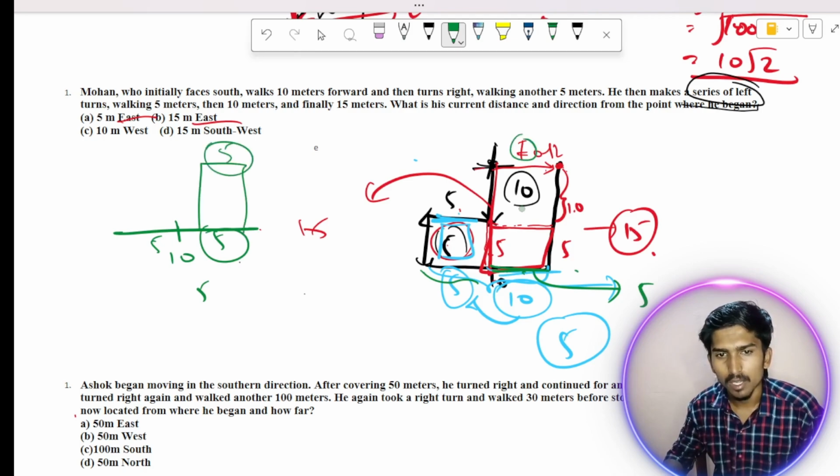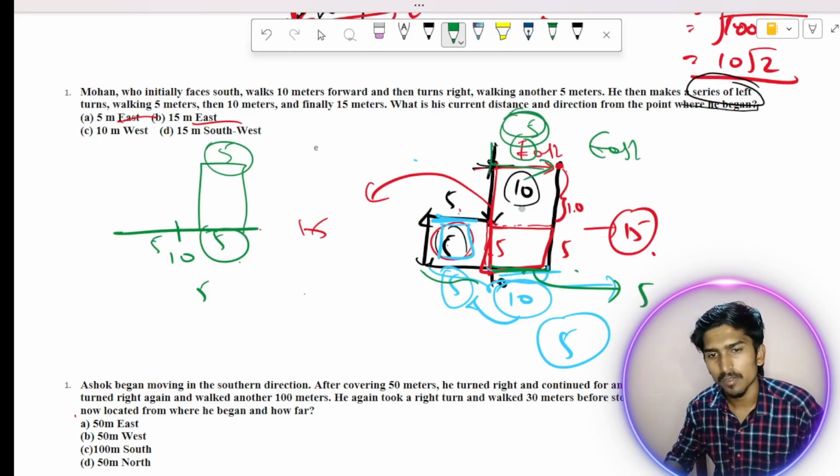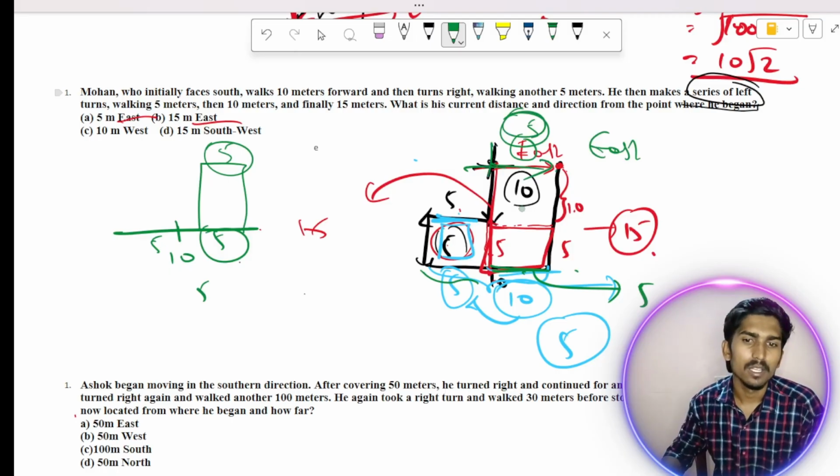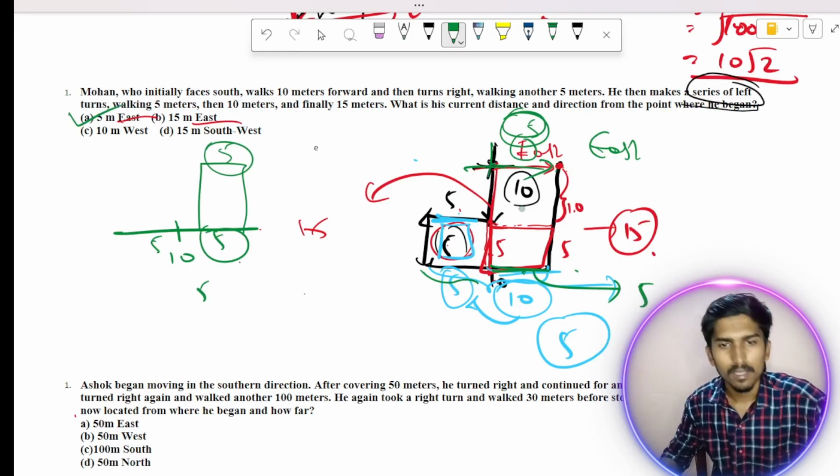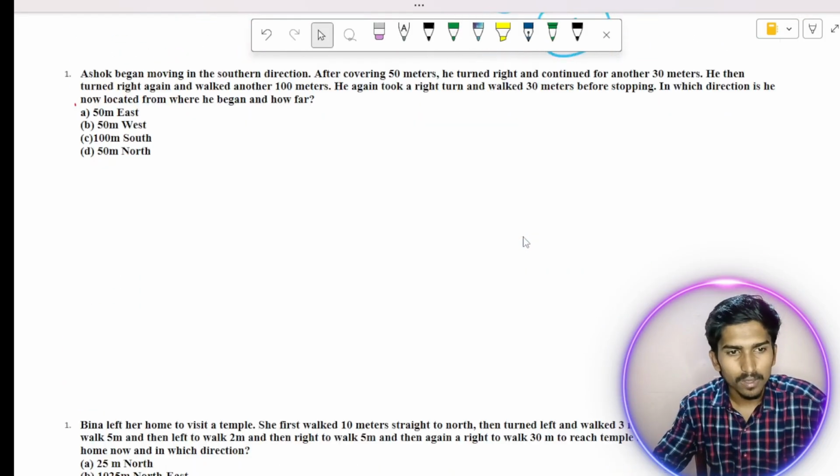So it is 5 meters east. East direction, 5 meters is the distance between the starting point and ending point. So the answer is the first option. Very simple. Let's go and solve another question.